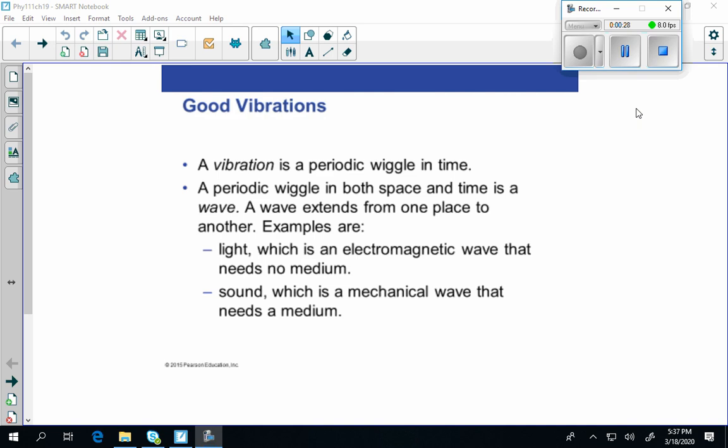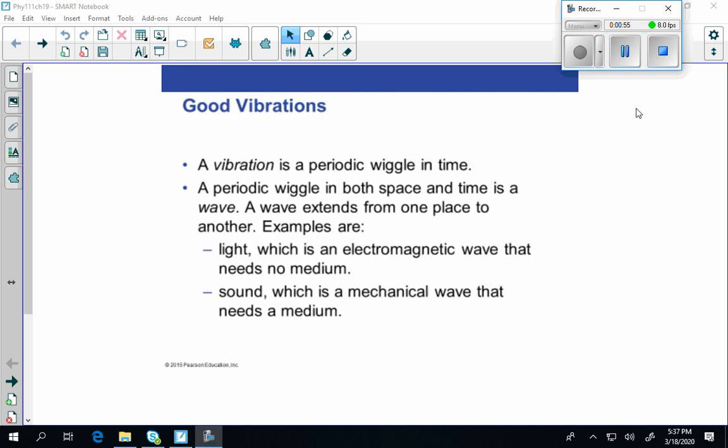So to begin with, we'll define a wave. We start by talking about vibration. A vibration is a periodic wiggle in time, meaning it keeps happening. As it keeps happening, it moves along. And as it's moving, it is a wave. So a periodic wiggle in both space and time is a wave. A wave goes from one place to another.